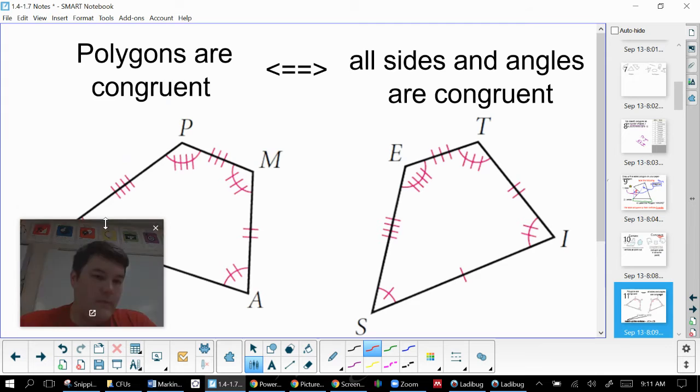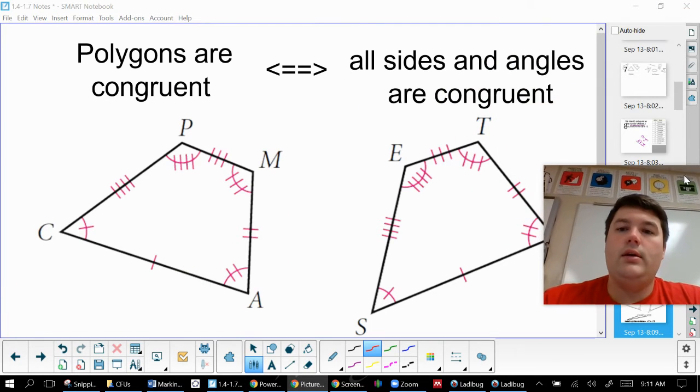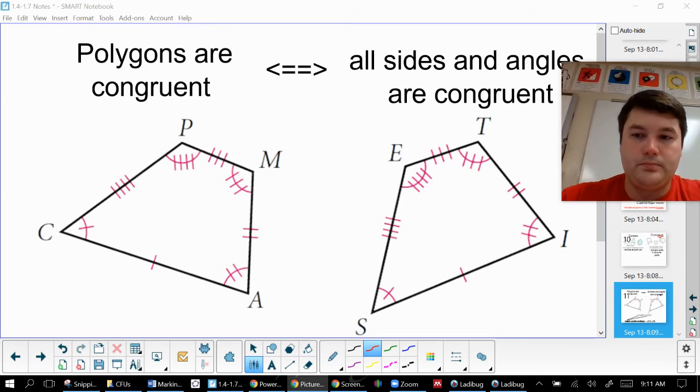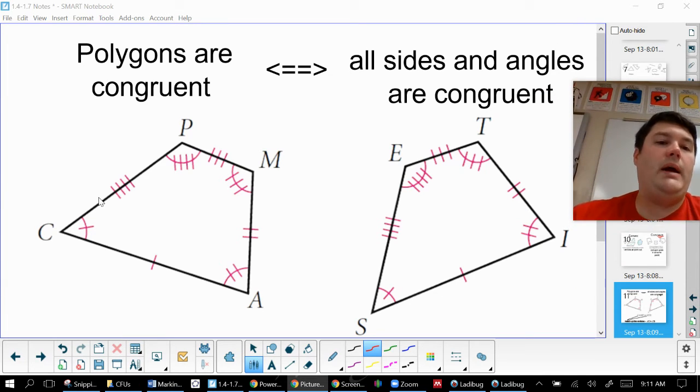Okay. Now, the next thing here we got to talk about is congruent. Congruent polygons. I'm going to try to get myself out of the way here. So polygons are congruent. This little symbol kind of means if and only if, or the definition of. It means that all sides and all angles are congruent.